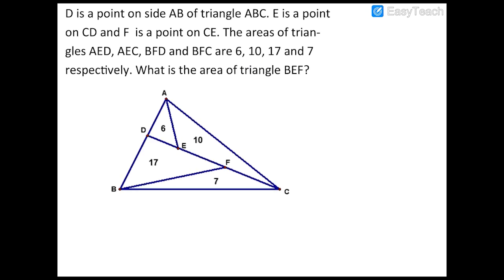Question says D is a point on side AB of a triangle ABC. E is a point on CD and F is a point on CE. The areas of triangles AED, AEC, BFD and BFC are 6, 10, 17 and 7 respectively. What is the area of triangle BEF?